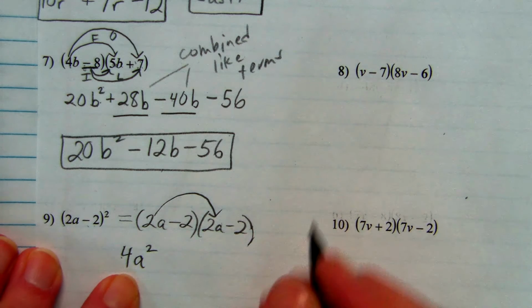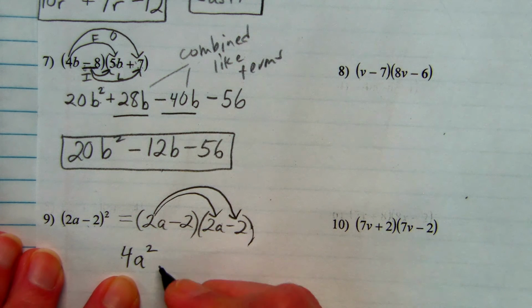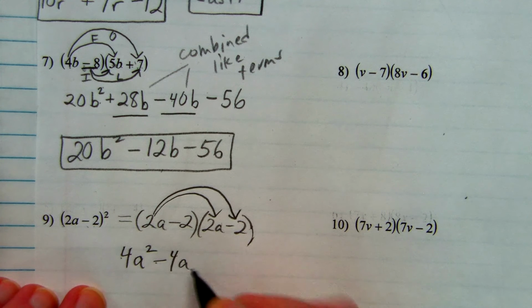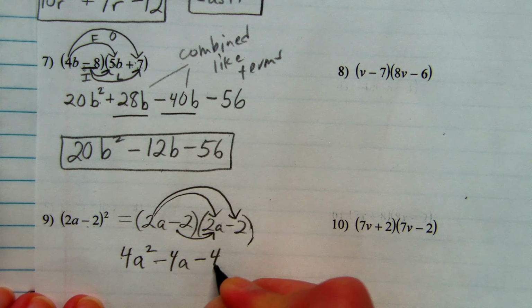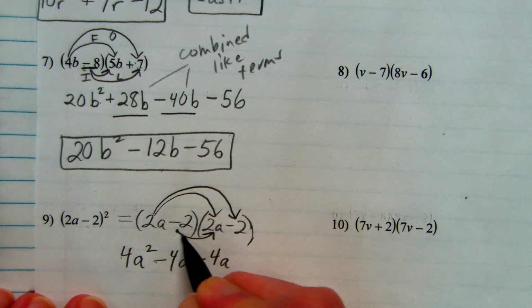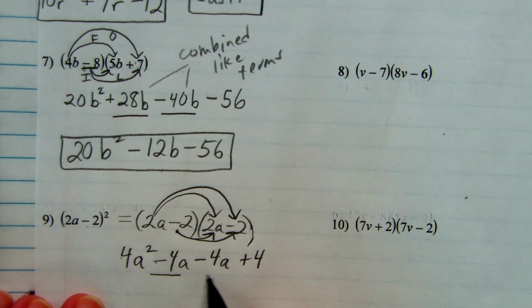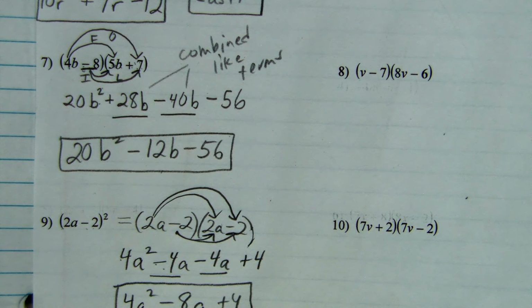4a squared. And then 2a times negative 2 would be how much? Negative 4a. Good. And then negative 2 times 2a is going to be another negative 4a. And then negative 2 times negative 2 is positive 4. So these will go together. I've got negative 4 and negative 4, which would give me negative 8a in the middle. So I combined those like terms. And you always want to do that when you're doing anything, is combine those like terms.